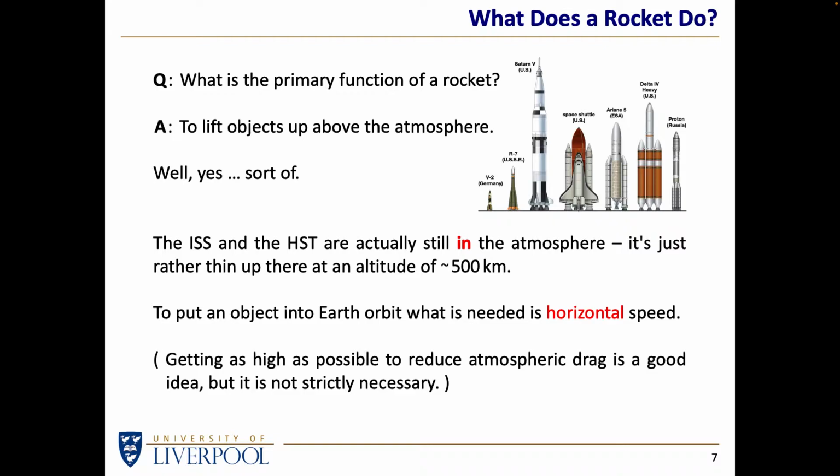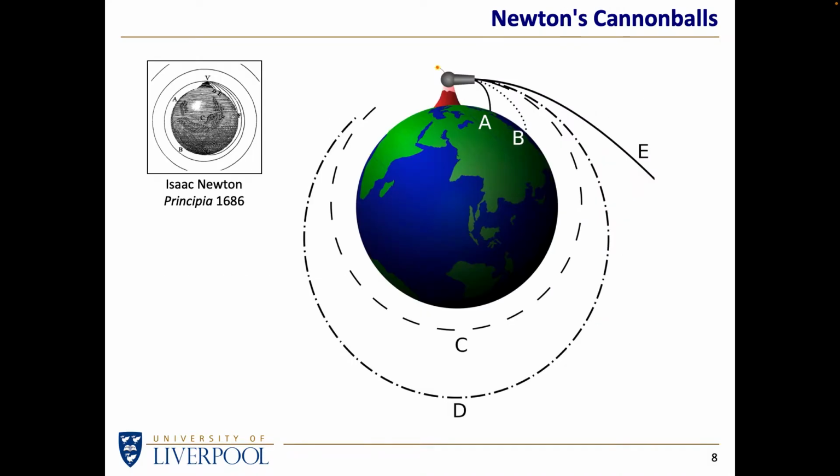Getting as high as possible is usually a good idea because you want to reduce the amount of atmospheric drag, but strictly speaking, it's not necessary. You can, in principle, go into orbit at any height above a gravitating body. Newton knew this. We've known about this for 300 years.